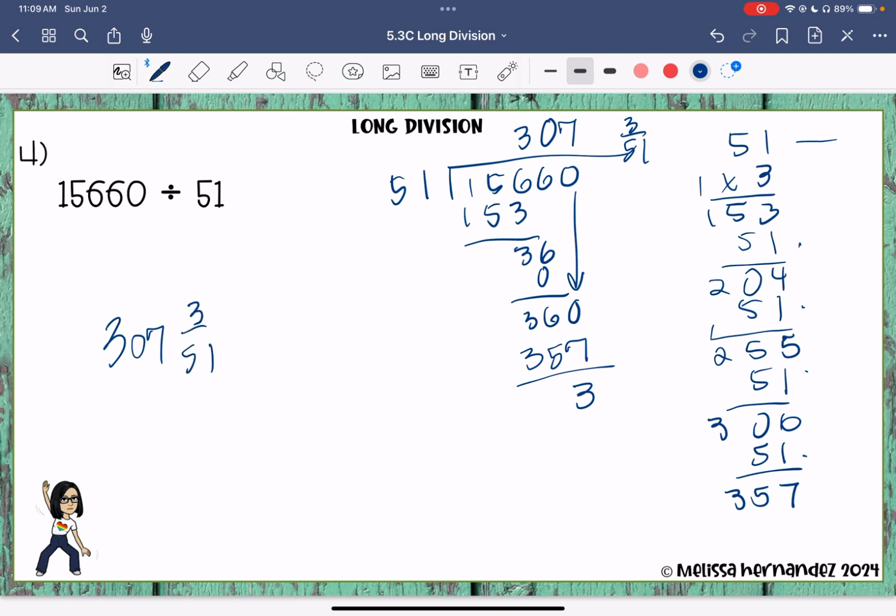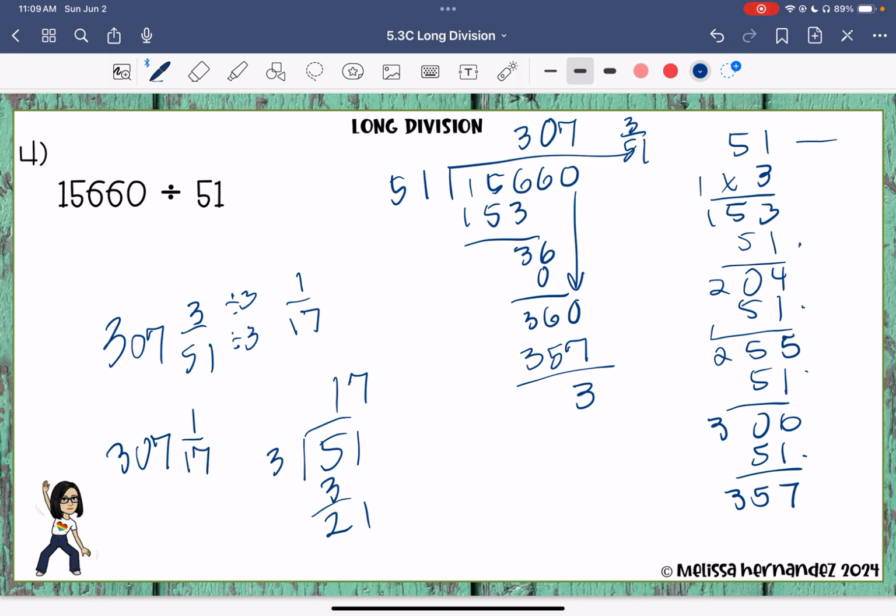Okay, I believe 51 is divisible by 3. I'm going to check myself here. Yep. So that means this is divided by 3, which is my greatest common factor. So I will end up with 307 and 1 over 17.